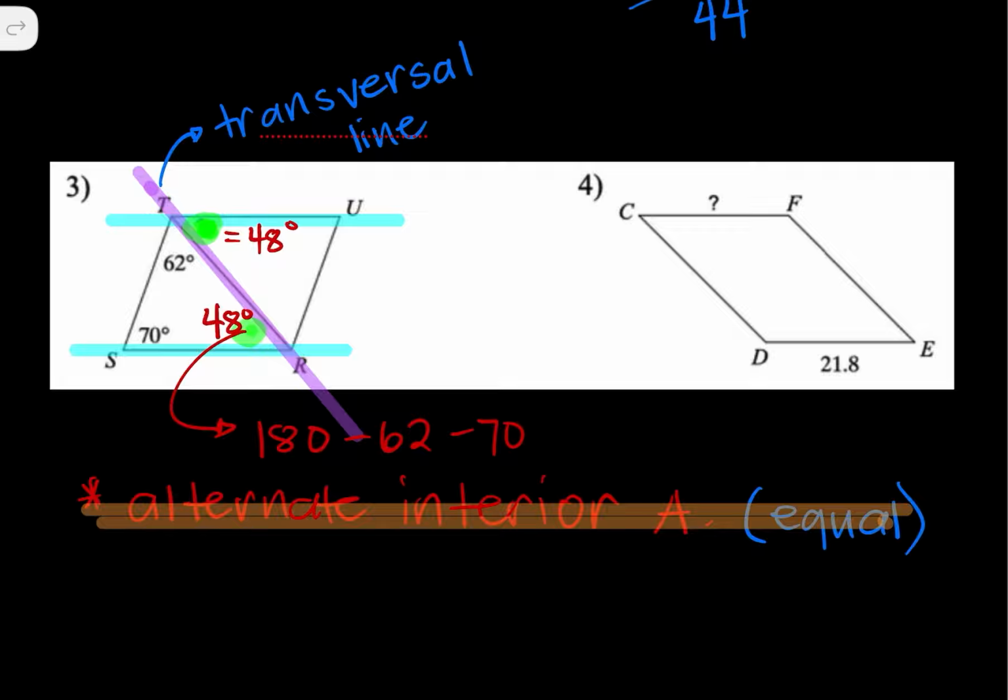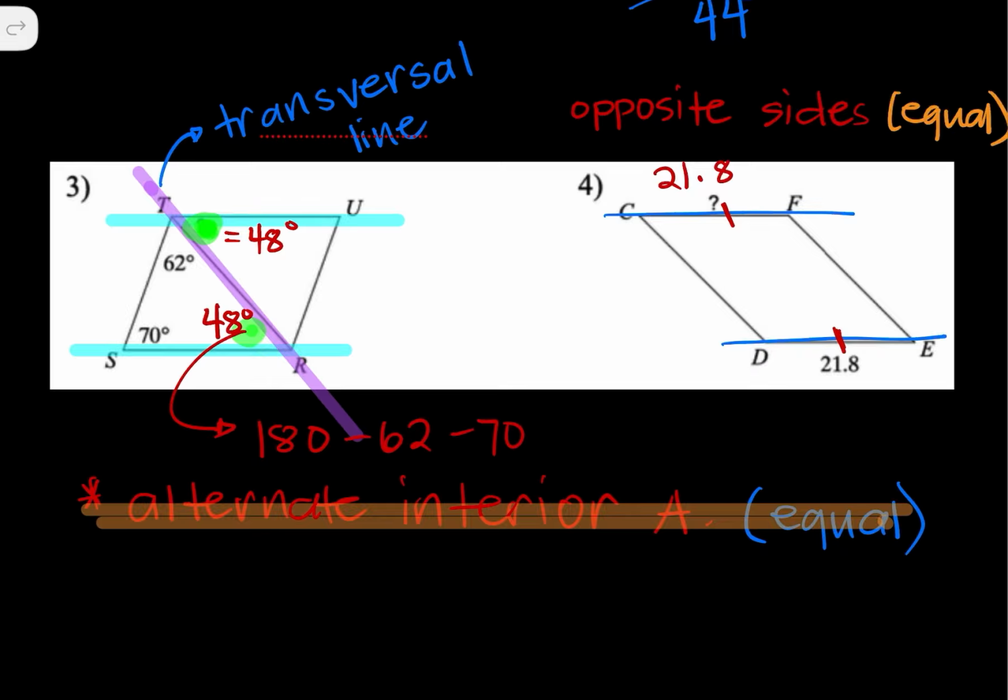Number 4, we're looking at opposite sides. We have this side, CF, is parallel to segment DE, and DE is equal to 21.8. Therefore, this side will also be 21.8. Why? Opposite sides of a parallelogram are equal or are congruent. Okay, so I'm writing the information why we know that these two sides are congruent.